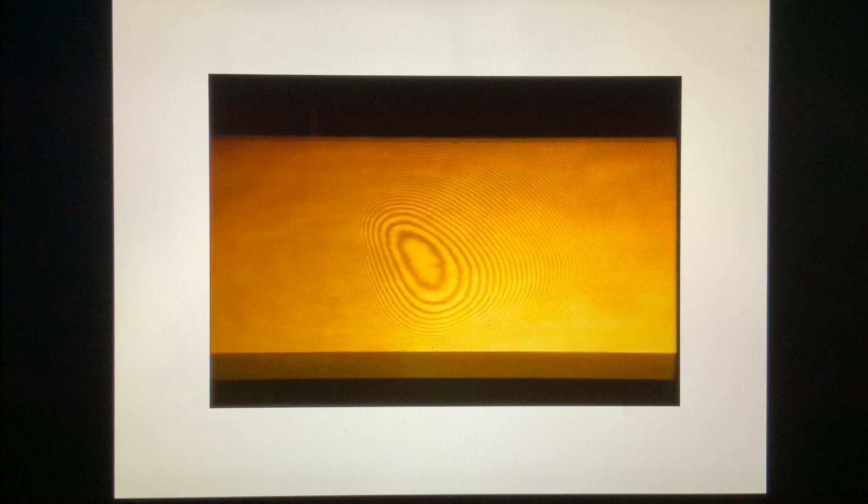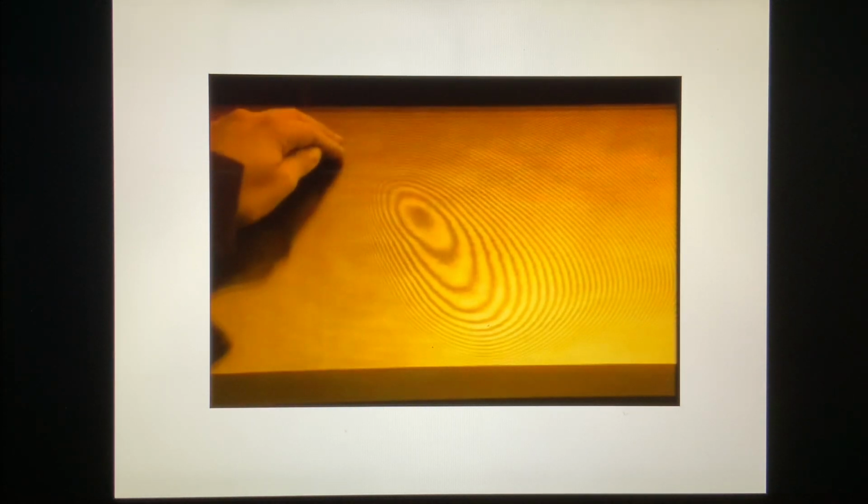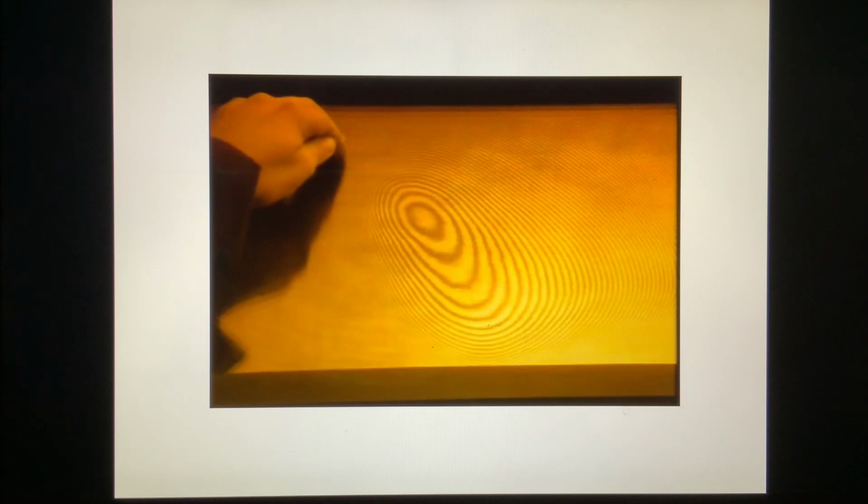The pattern shifts as the flexible pieces of glass relax into position. Squeezing down on the plates causes a shift in the pattern.